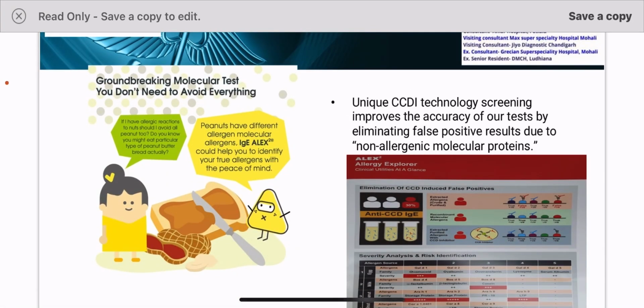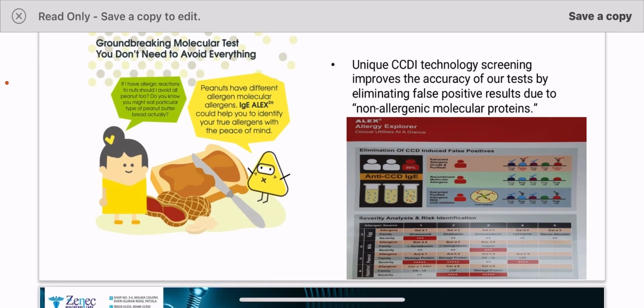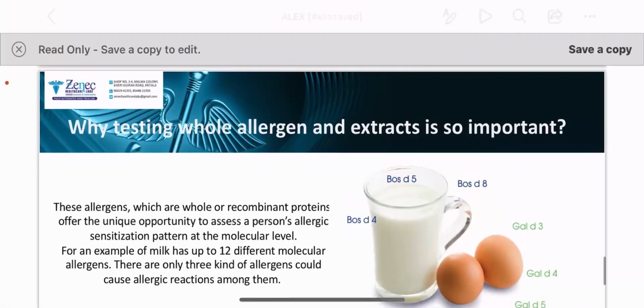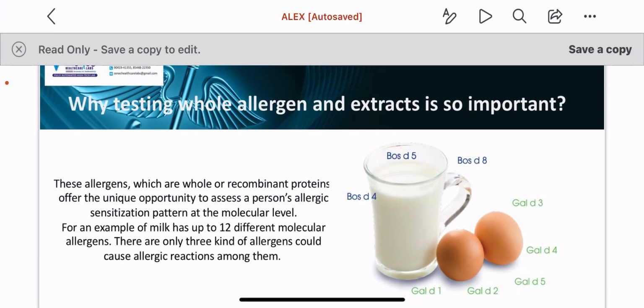So it's a groundbreaking molecular test where you don't need to avoid everything. It will tell you the precise protein which needs to be avoided, or the protein within a food allergen, and of course it will also tell you the details, if applicable, whether you need immunotherapy, or you have to totally avoid that food or whatever the allergen is, or whether there could be any treatment option available. So why is testing the whole allergen and extract so important? Because for example in milk there are 12 kinds of allergens which are possible, but out of that only 3 could cause an allergic reaction. So we need to rule out all those other allergens.